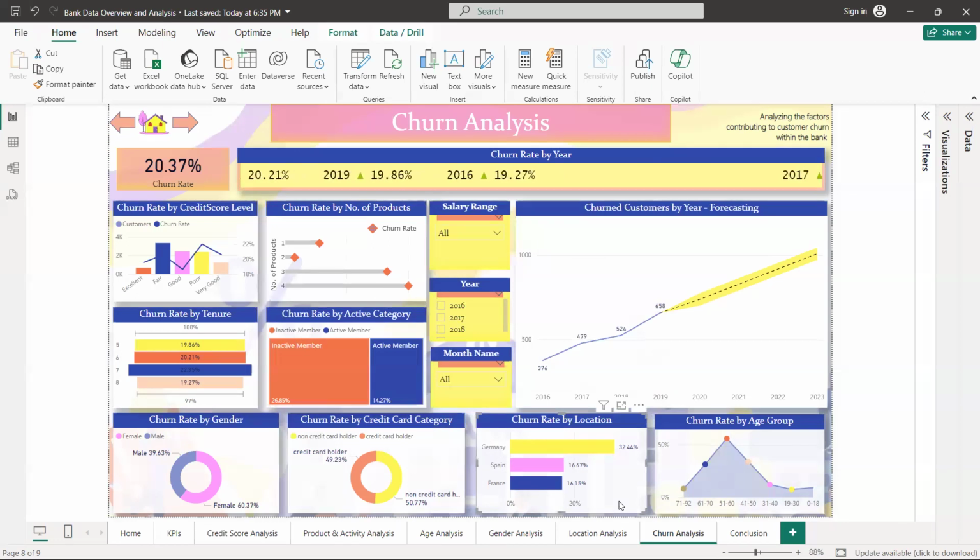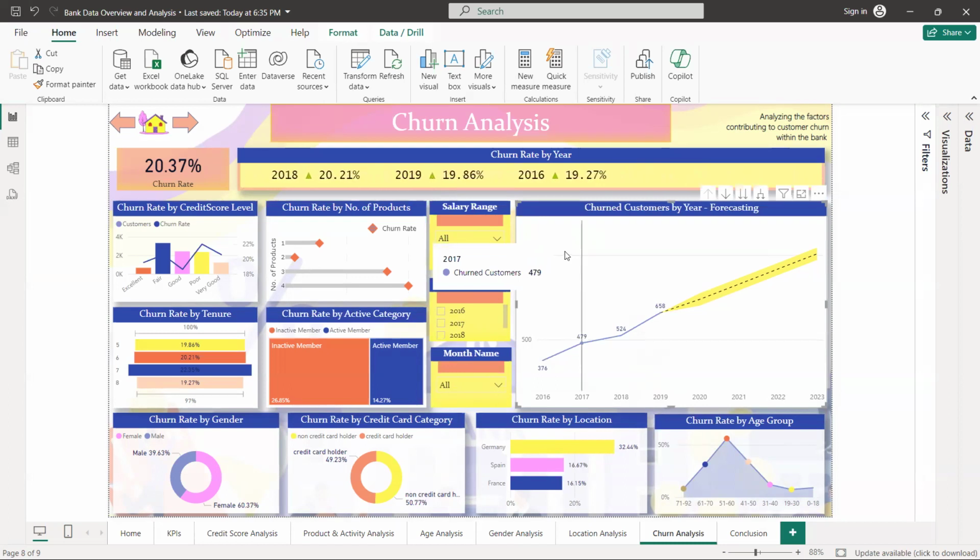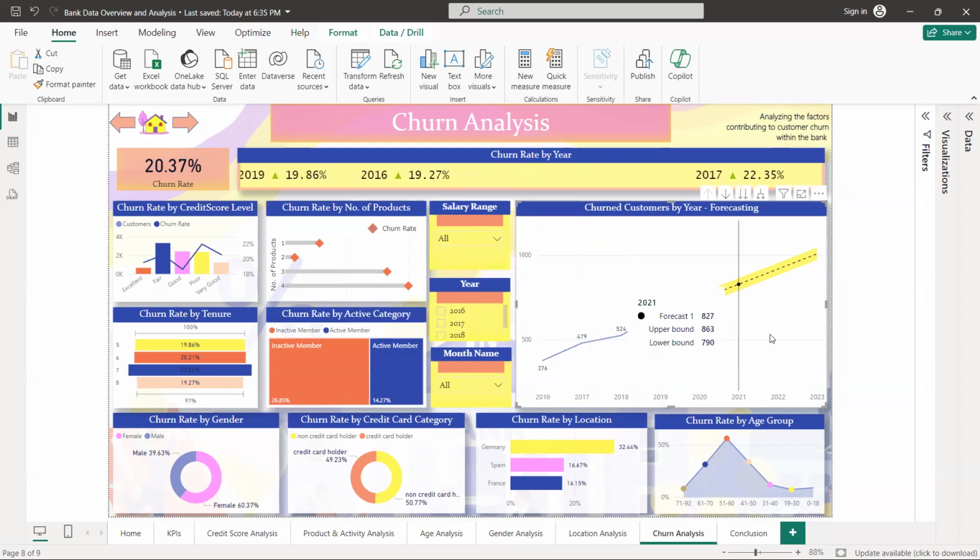Here we have a stacked bar chart that shows the churn rate by location. Churn rate is notably higher in Germany, which aligns with the previous observation about location-based challenges. And next we have an area chart that shows churn rates across different age groups. Here the churn rate peaks among customers aged from 51 to 60. And here we have different slicers. Then we have a line chart that provides a forecast of churned customers for upcoming years based on past data.